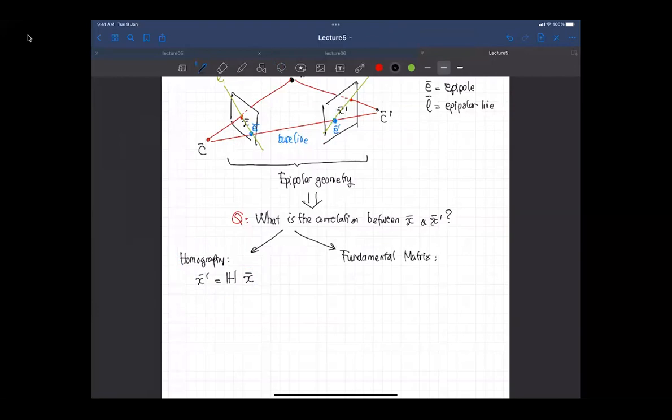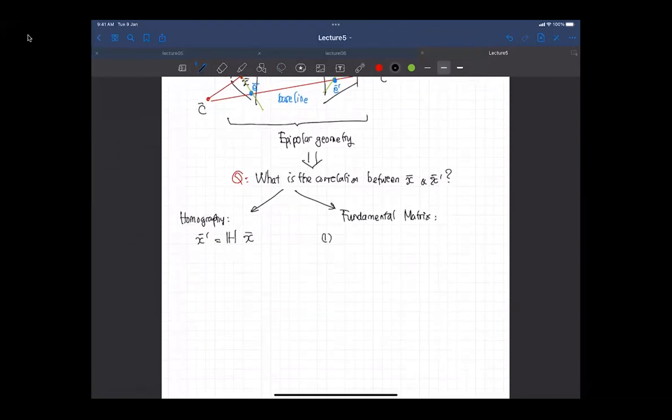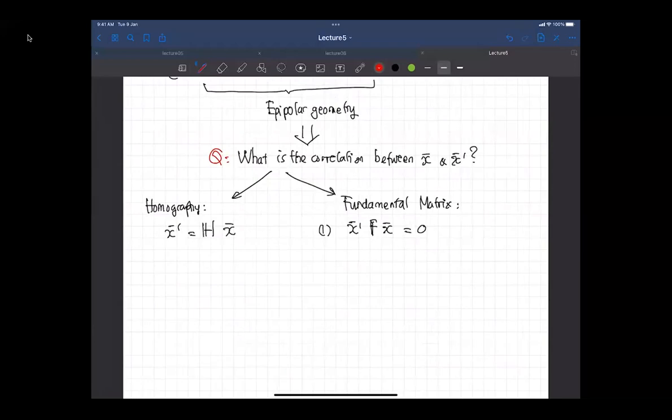So what is the fundamental matrix? The first property is that x prime transpose multiplied by F multiplied by x equals zero. What is the dimension of x bar? It is 3 by 1. That's fine. X prime is also 3 by 1. And then in this case, sorry, it's transpose here, so it is 1 by 3. So F is 3 by 3. So the fundamental matrix is a 3 by 3 matrix.